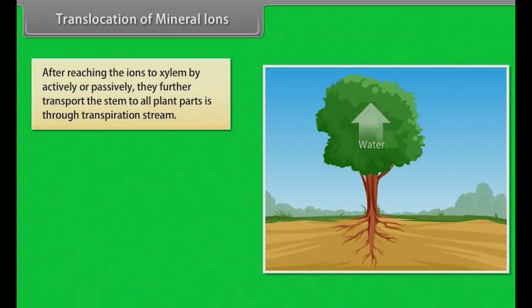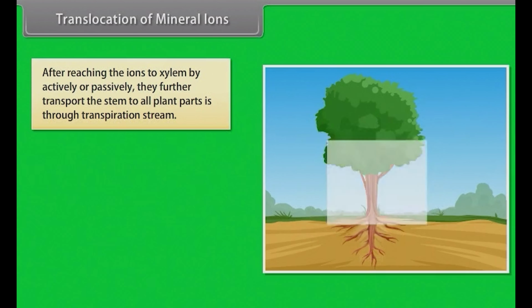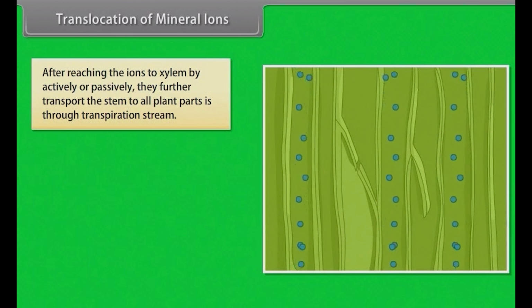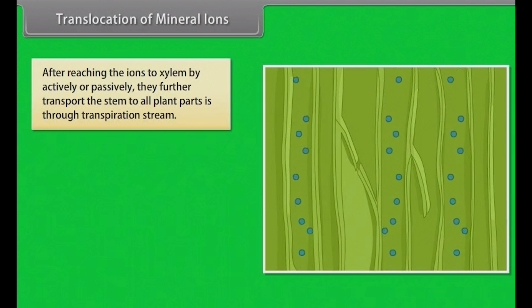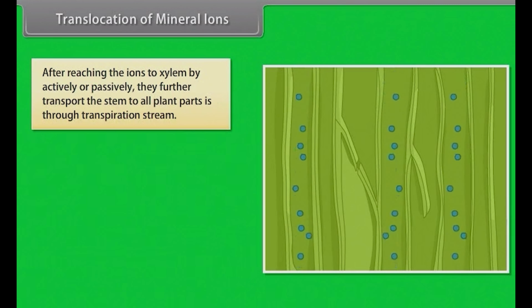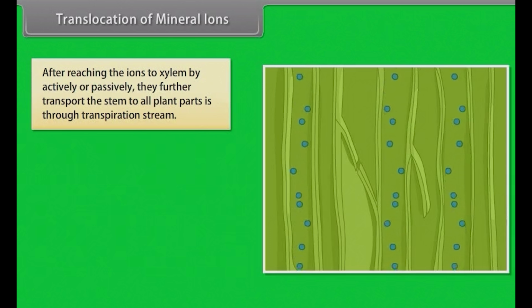Translocation of mineral ions. After the ions have reached the xylem through active or passive uptake, or a combination of the two, their further transport up the stem to all parts of the plant is through the transpiration stream.